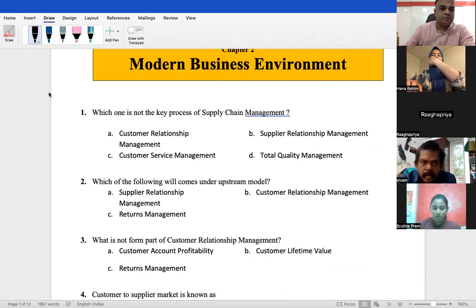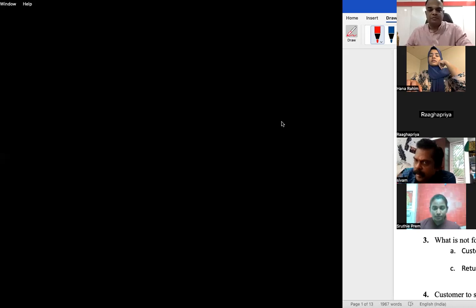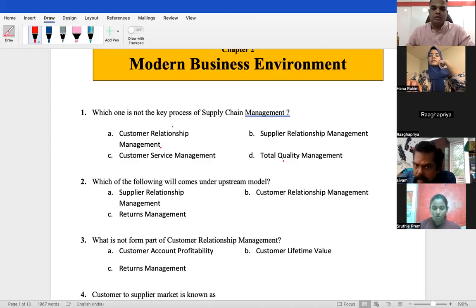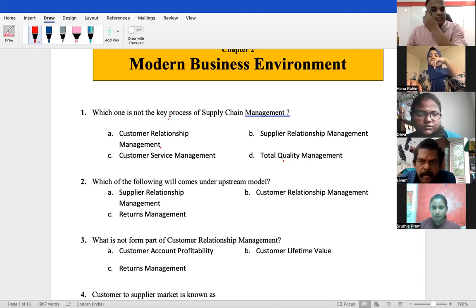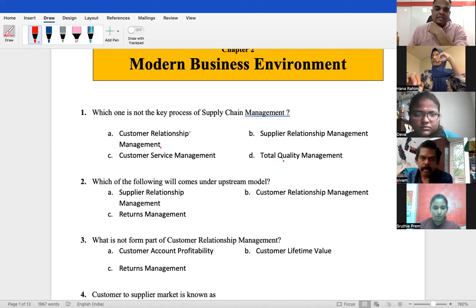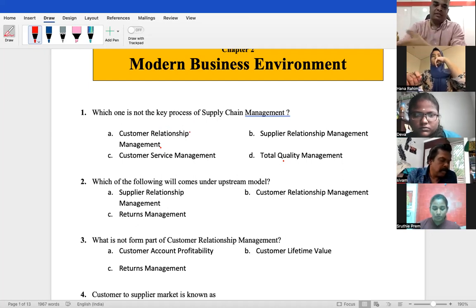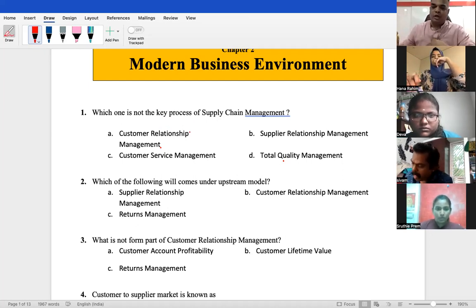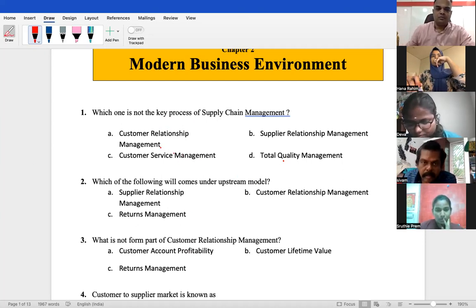Which one is not the key process of supply chain management? Option A, customer relationship management. Option B, supplier relationship management. C, customer service management. D, total quality management. The answer is D, TQM. CRM, SRM, and customer service management are key processes, but total quality management will not form part of supply chain management. So the answer is D.